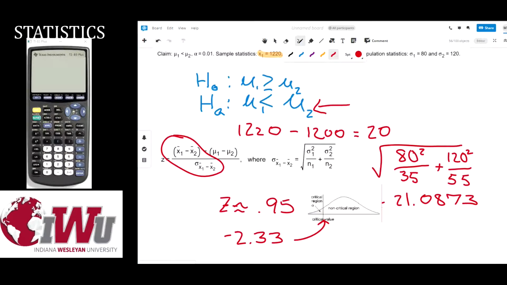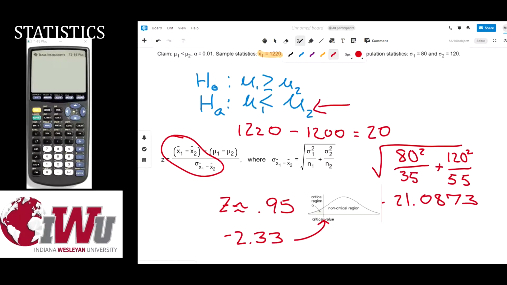The answer is no, it's not in the rejection region. If the standardized test statistic lies in the rejection region, we reject the null hypothesis. Otherwise, we fail to reject the null. So in this instance, we are failing to reject the null.